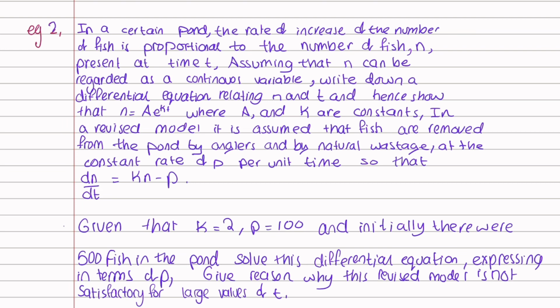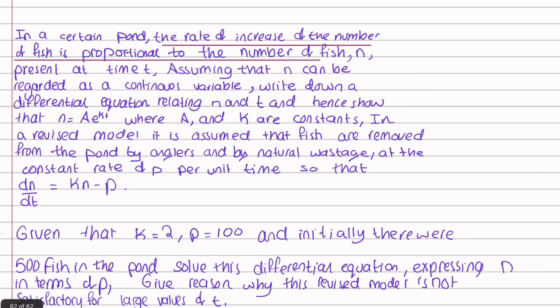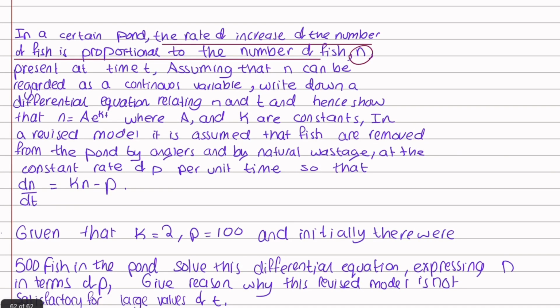In a certain pond, the rate of increase of the number of fish is proportional to the number of fish itself. So we've talked about this again. This is the second relationship that we've talked about, proportionality. And in this case, because I said the number of fish is n, we're going to say that the rate of increase of n, which is dn on dt, is equal to, because they're proportional, a constant, and since it's increasing, so it's positive, kn.